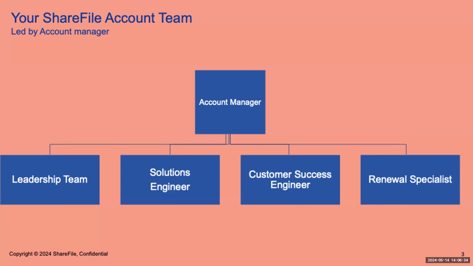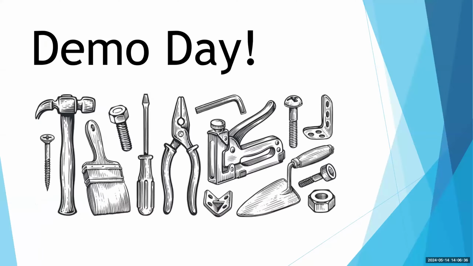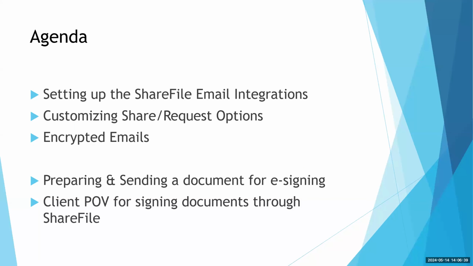So looking at a quick agenda, if I can get that to pull up here. There we go. Let's go back one. So for this agenda, you likely saw in the invite as well, we're going to spend some time looking at the email integrations that ShareFile has to offer, specifically the ShareFile for Outlook integration. We'll look at customizing those share and request options as well as encrypted emails within that feature set. And then we'll pivot over to our integrated eSignature. We'll look at preparing and sending a document for electronic signing, as well as what the client's going to see, their point of view for signing the documents through ShareFile. So we'll jump right into it.